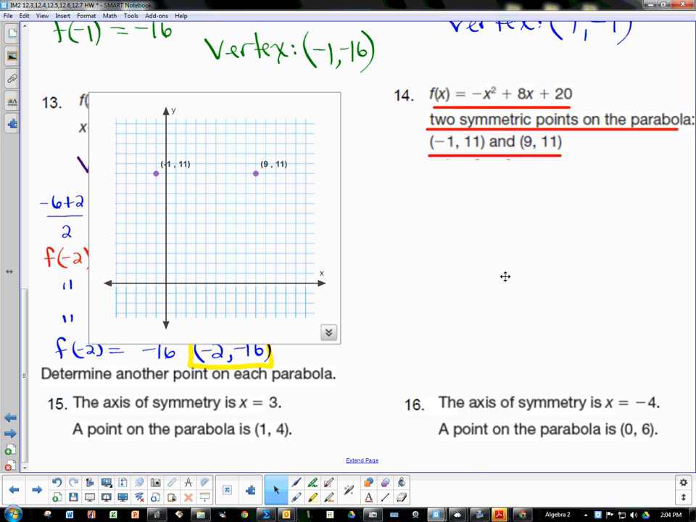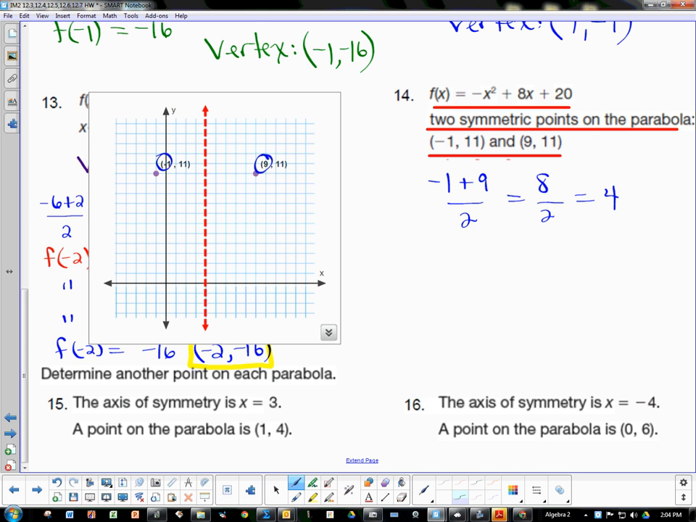And there it is. Your axis of symmetry is going to be directly in between. And you don't even really have to draw it. Remember, we're going to add these two together. So this will be negative 1 plus 9, all divided by 2. That happens to be 8 over 2, and that is 4. All right, so we're going to find this vertex.